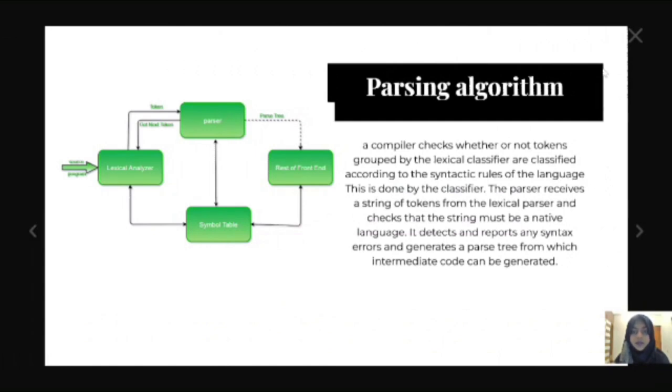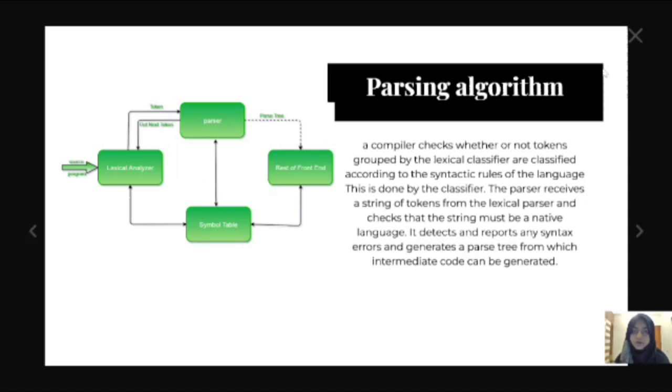Parsing algorithm. A compiler checks whether a group of tokens, or lexical classes, is classified according to the syntactical rules of the language. The parser receives a string of tokens from the lexical analyzer and checks that the string belongs to the language. It detects and reports any syntax errors and generates a parse tree from which intermediate code can be generated.